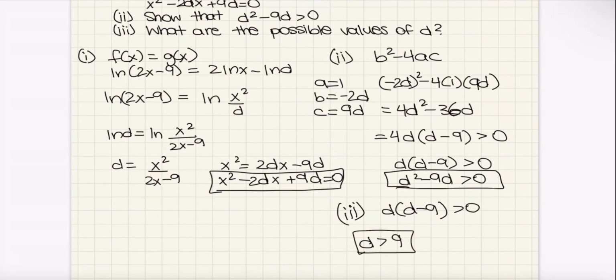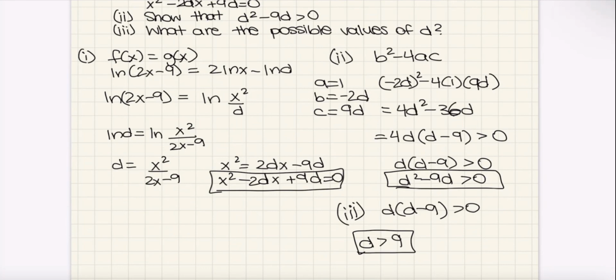Because let's say d is a positive real number less than 9, then d times d minus 9 would give us a positive times a negative, and that would give us a negative number, and a negative number would not be greater than 0. d also cannot be 9 itself, because if it was, we would have 9 times 0 is greater than 0, and that's untrue. 9 times 0 is equal to 0, not greater than 0.